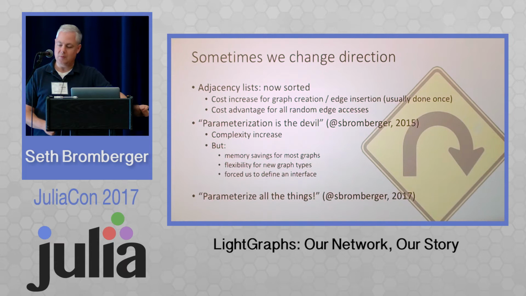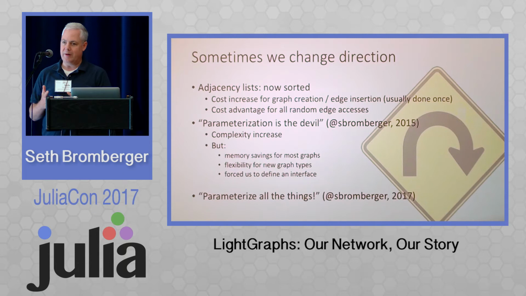The second major direction change that we made was around parameterization. Graphs.jl was parameterized 20 different ways, and that caused complexity. And so in my early days with Julia, I didn't like parameterization at all. I wanted to be specific. So with LightGraphs version 0.7 and below, you used integers, and whatever your system defined as an int, that's what we used, and there was no deviation from that.